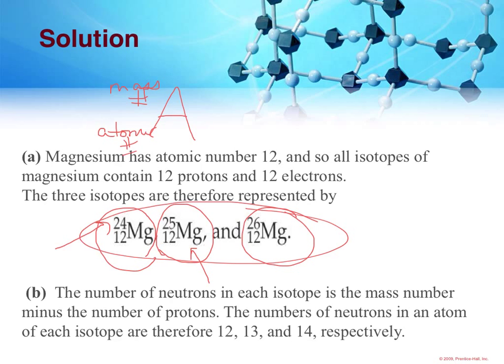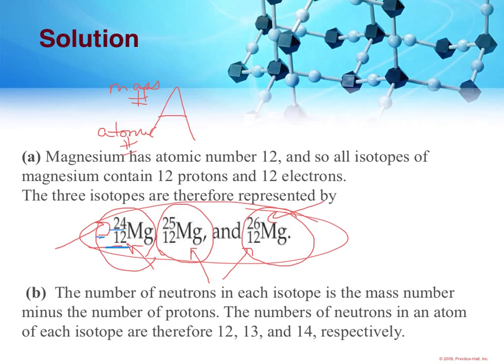So as you can see, they all have the same atomic number of 12. They all have 12 protons. They have simply different masses. As far as finding the number of neutrons in each of these 3 isotopes, just remember that these symbols are set up like simple math problems. So you simply take the mass number and you subtract from it the atomic number, and that will give you the number of neutrons.